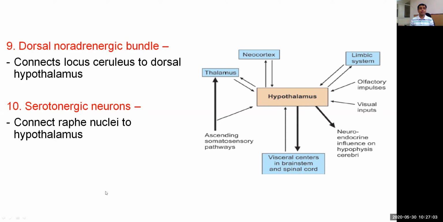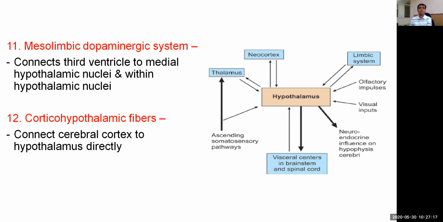Dorsal noradrenergic bundle connects the locus coeruleus nucleus to the dorsal hypothalamus, and serotonergic neurons connect raphe nuclei to the hypothalamus. Next is the mesolimbic dopaminergic system. It connects the third ventricle to medial hypothalamic nuclei and within the hypothalamic. Next are cortico-hypothalamic fibers, which connect the cerebral cortex to the hypothalamus directly. As we can see in this particular diagram, the hypothalamus is establishing connections with various structures in the body, and in many instances, these connections are reciprocal.